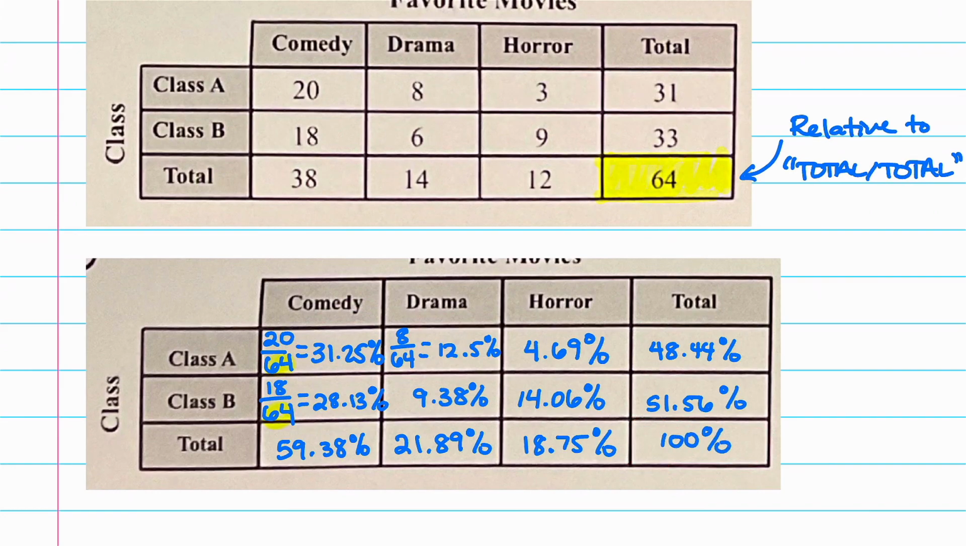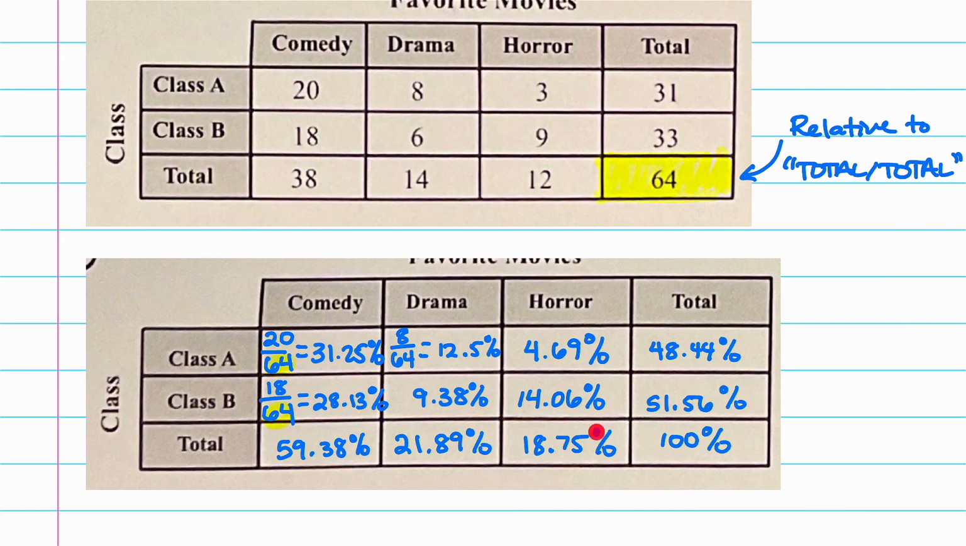Or we can also add up these two, and you should end up with 100%. Or you can add up these three, and you should end up with 100%. This is a really good check to see if you got your numbers right. You should be getting something like 100% or something extremely close to 100%.